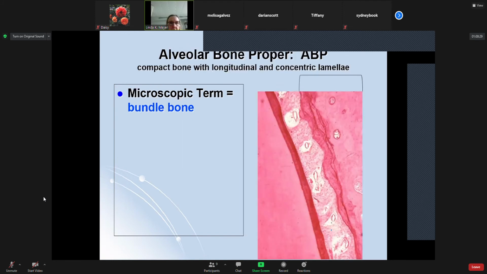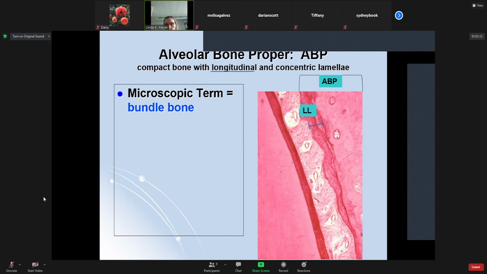Okay, finally, a microscopic term for alveolar bone proper is bundle bone. Before I define that, I want you to look at this picture. Like I said, all that which is bracketed is the alveolar bone proper. Alveolar bone proper is compact bone, and microscopically it has longitudinal lamellae that are next to the PDL. The LL stands for the longitudinal lamellae, so right in here are the longitudinal lamellae.